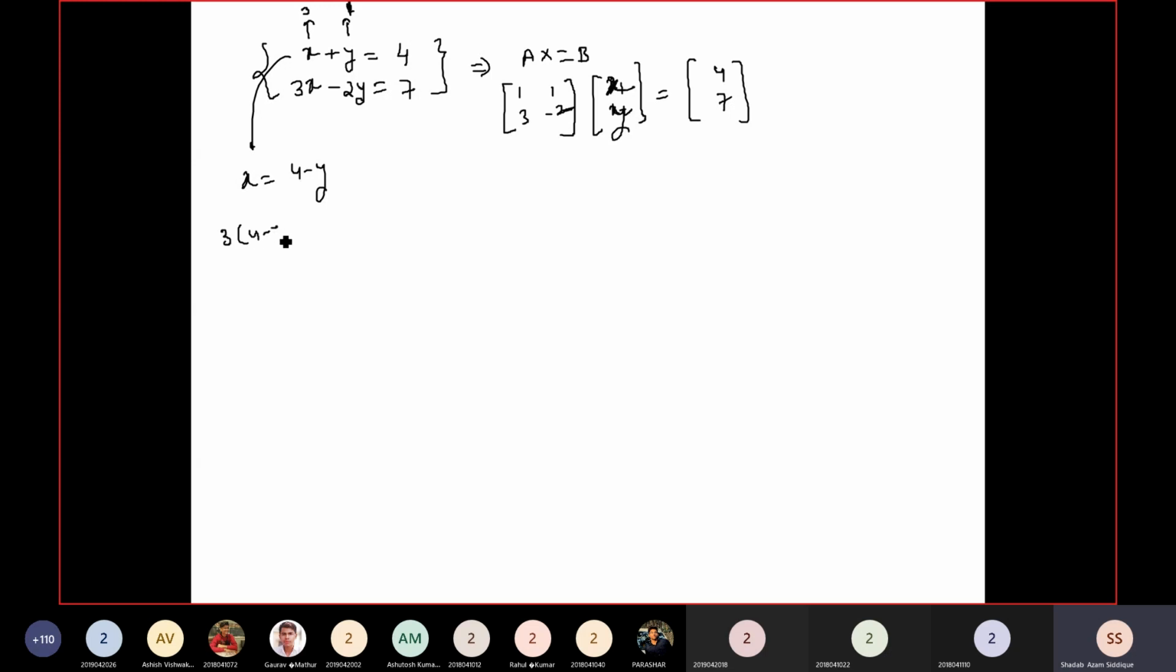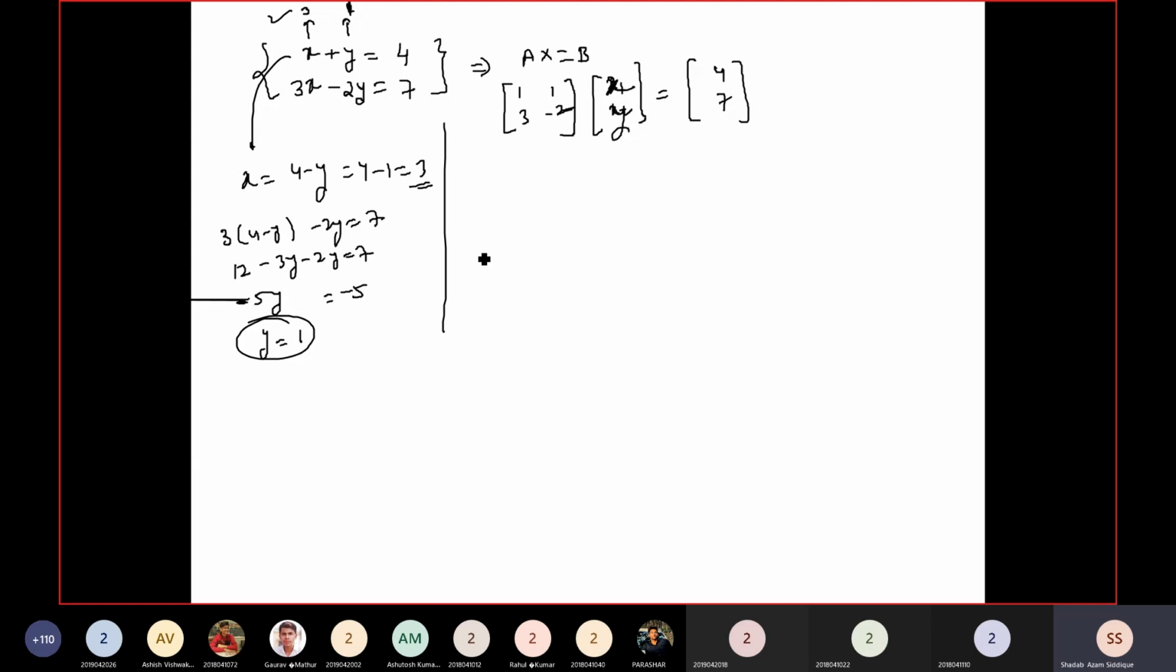So this will give you 3 into (4 minus y) minus 2y, which is equal to 7. So you can find 4 3s are 12, minus 3y minus 2y, equal to 7. Moving the 12 to this side, this gives minus 5y equal to minus 5, since 7 minus 12 is minus 5. So y is equal to 1, and using y equal to 1, 4 minus 1 is equal to 3. So that's what we have, 3 and 1.